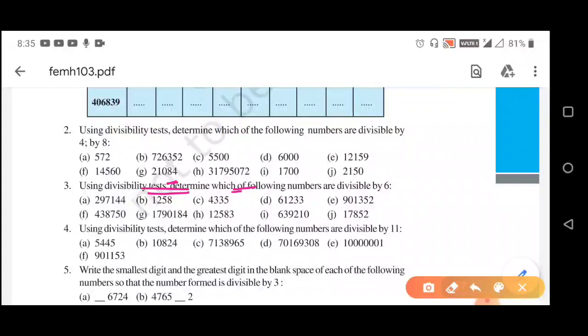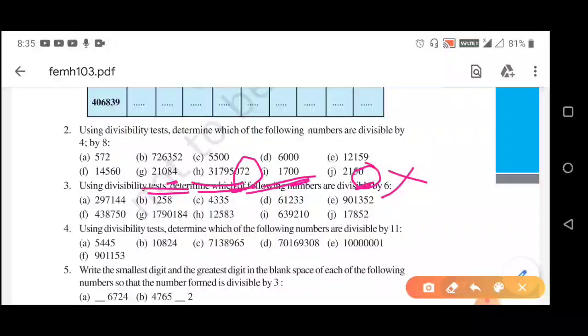Question number H. Last two digits are 7 and 2. The number formed by last two digits is 72. 72 is divisible by 4, that means the whole number is divisible by 4. Question number I. Last two digits are 0, 0. It is divisible by 4, that means the whole number is divisible by 4. Question number J. The last two digits are 5 and 0, that means 50. 50 is not divisible by 4, that means J is not divisible by 4.